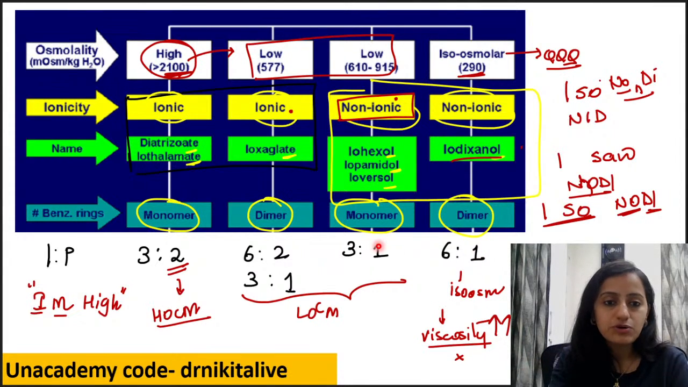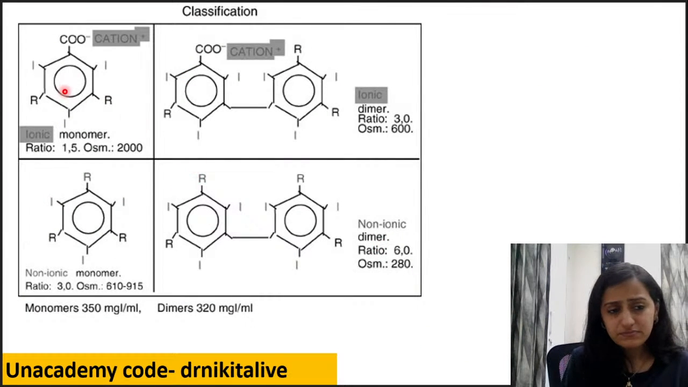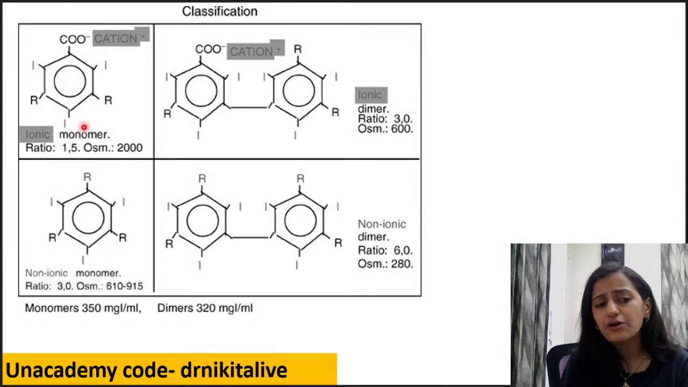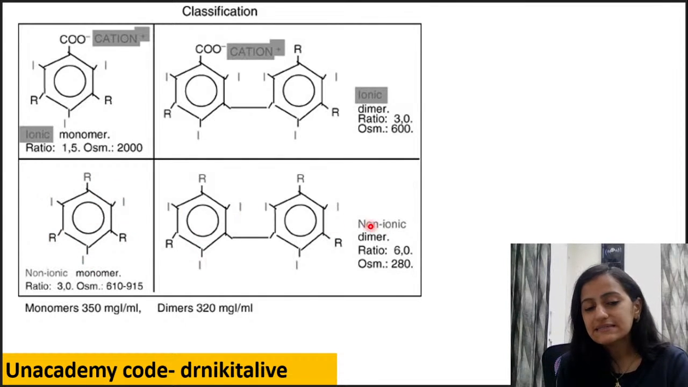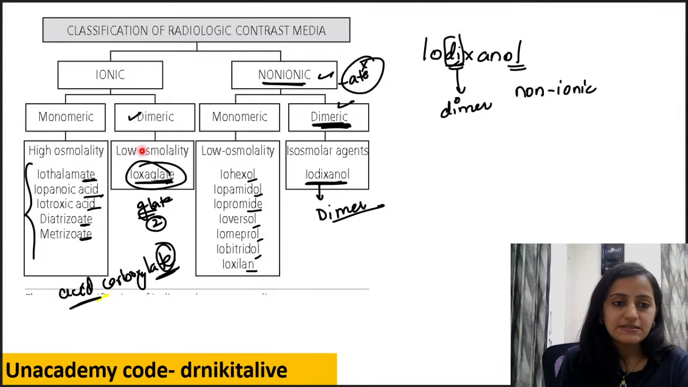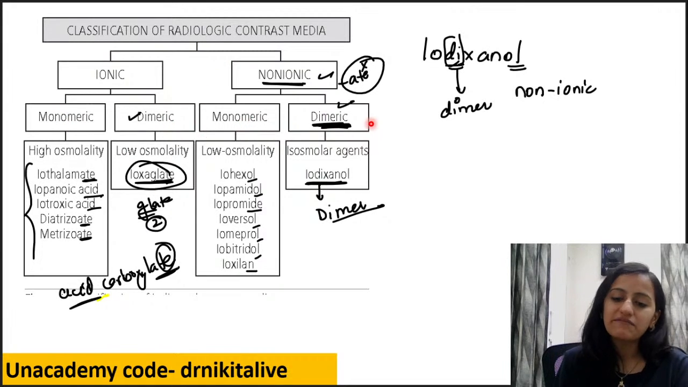This is what we need to know here in this table. I think this is now decoded. Look at this one. This is a monomer having 3 iodine, with a carboxylate, so it is your ionic monomer. This is a dimer which has a carboxyl group, that is ionic dimer. This is the one without a carboxyl group, non-ionic monomer. This is a dimer without a carboxyl group, so this is non-ionic dimer. This is again the same classification: ionic, non-ionic, monomer, dimer. In dimer, you have only one example.